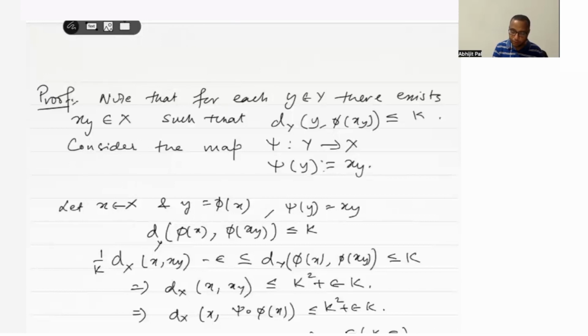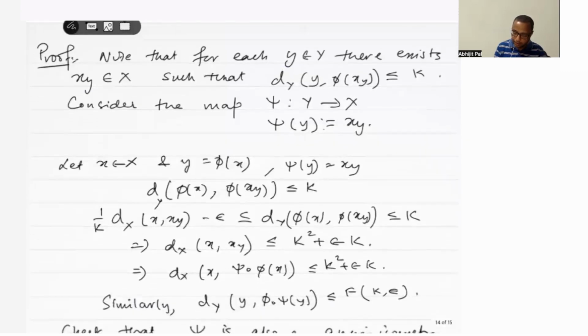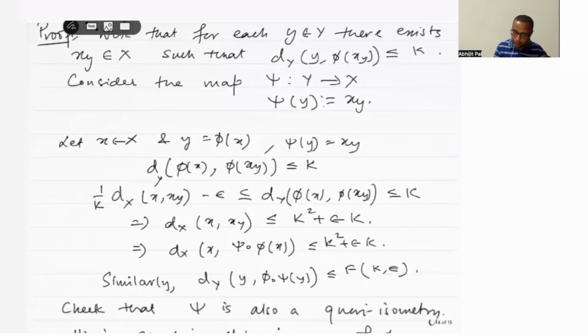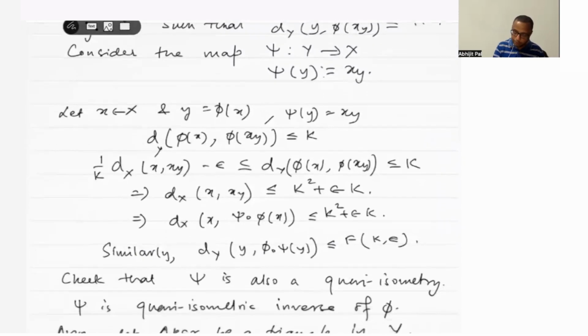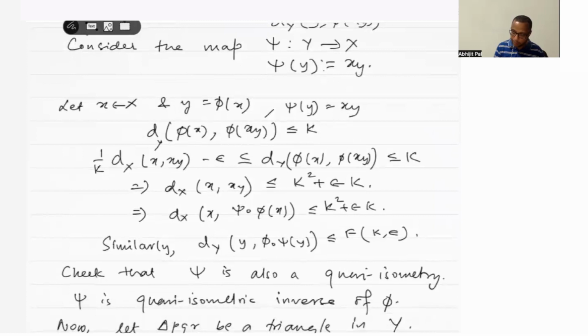Now, first of all, note that for each element y in the codomain space Y, there exists an element x suffix y in the domain space X such that the distance between y and phi of x y is less than or equal to K. Now consider the map psi from Y to X, where psi of y is x y. This part I leave it to you to check. One can prove that this psi is a quasi-isometry.